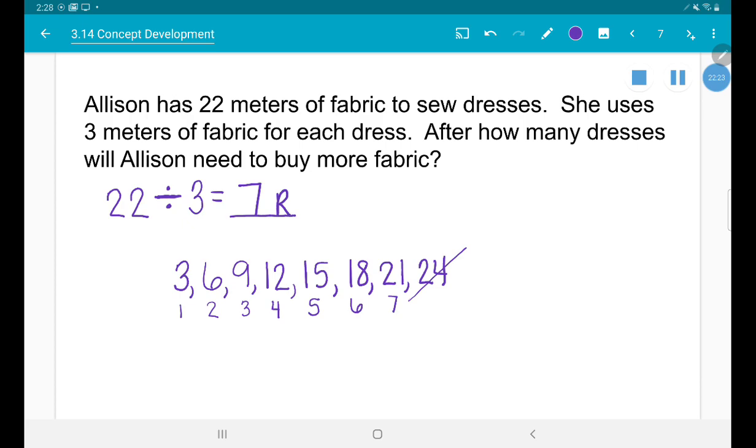You're exactly right. She's going to have 1 meter of fabric left. So after she makes her 7th dress, then she's going to have to buy more fabric.